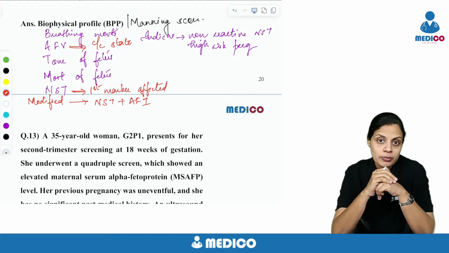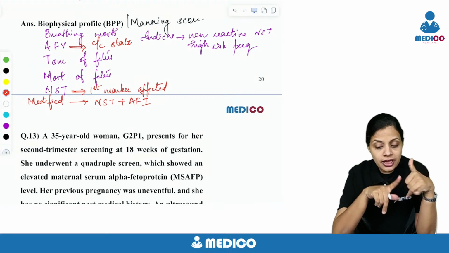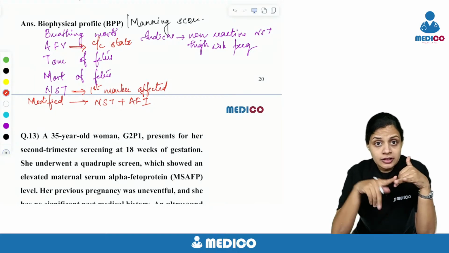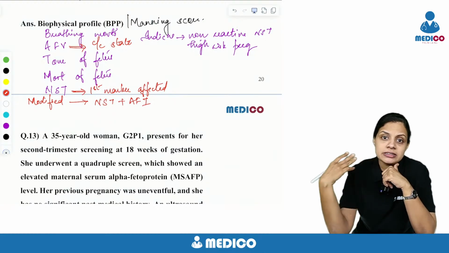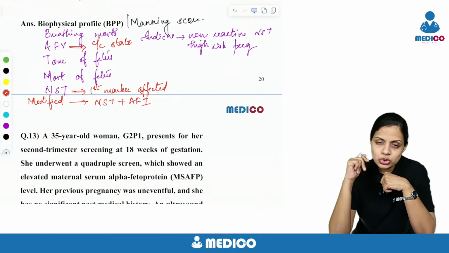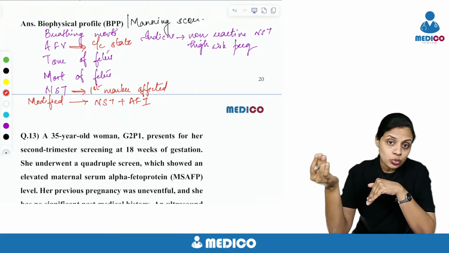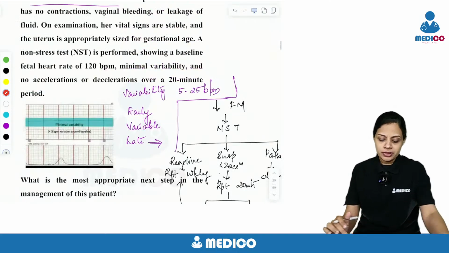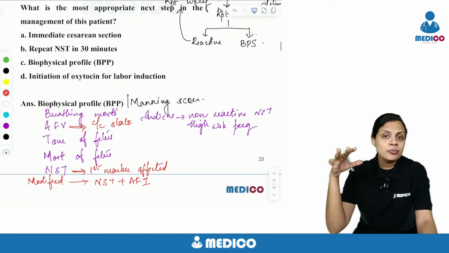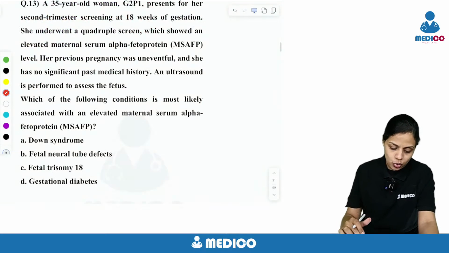If this is normal, that is, the NST is reactive and the AFI is more than 5, then you don't have to worry. You can repeat the biophysical scoring after 1 week or so. But if any one parameter is abnormal, you will have to go ahead and do a full biophysical scoring. Okay, is that clear? That is with regard to NST and the biophysical scoring.